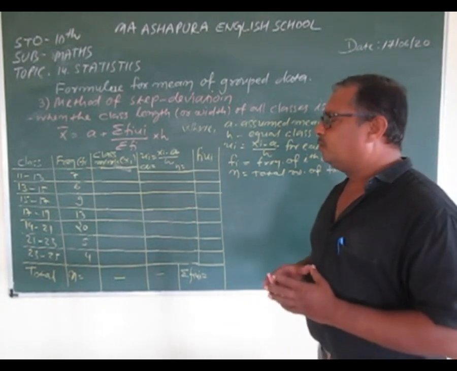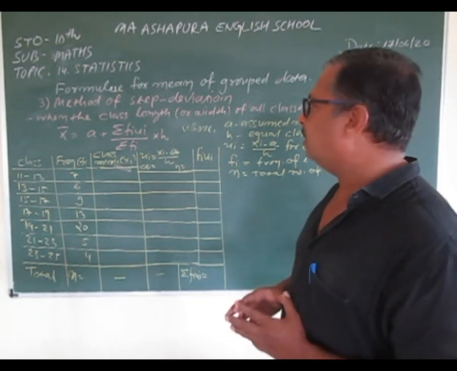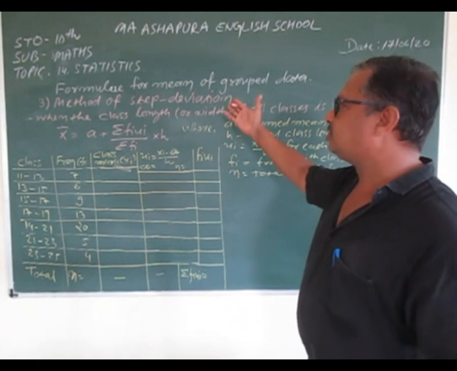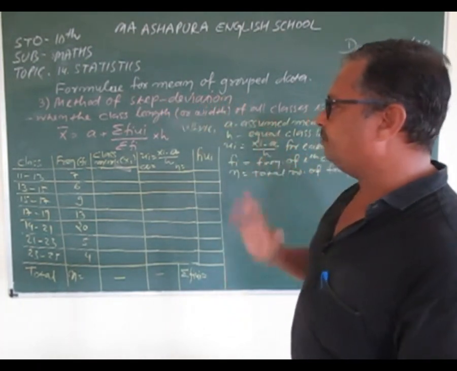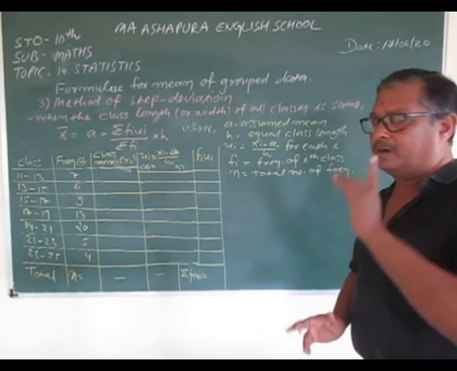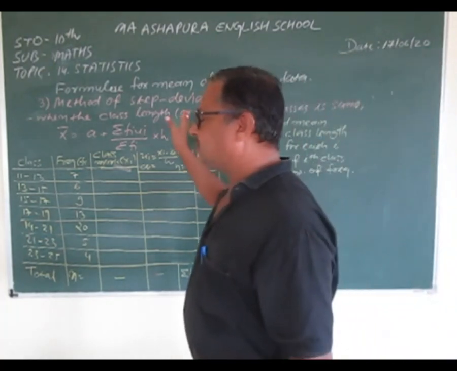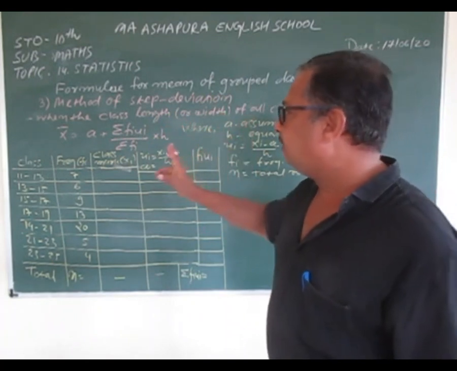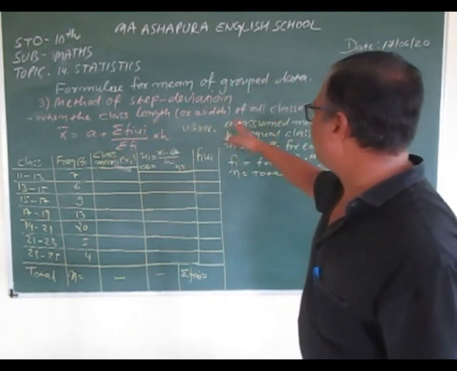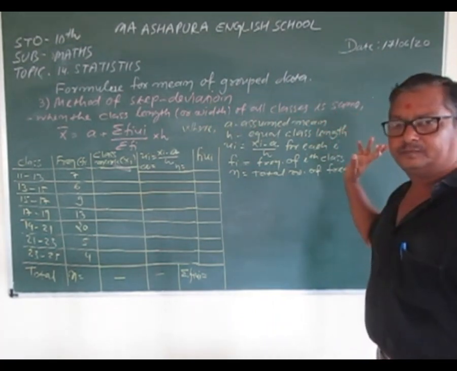Now today we discuss a third method. It's called the step deviation method. Third method, the step deviation method. But remember one thing, the step deviation method is used only when the class length or width of all the classes is the same.